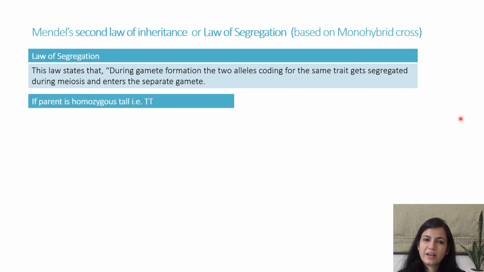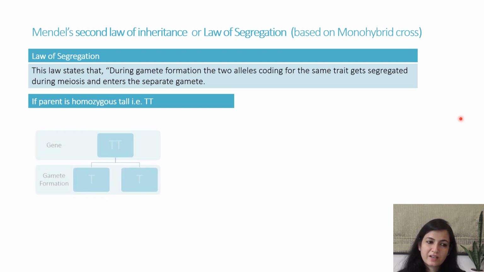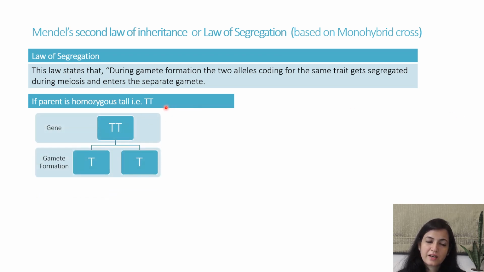Now we have a few conditions. If the parent is homozygous tall, the genotype in this situation is capital T capital T, so both the alleles are similar. When both the alleles are similar, the two gametes will receive the two similar alleles. That is, one allele capital T will enter one gamete, and the other allele capital T will enter the other gamete. So both the gametes will receive the same, similar alleles.